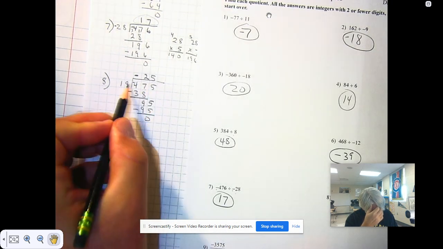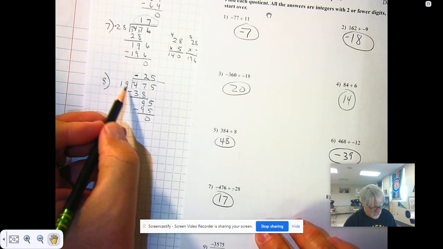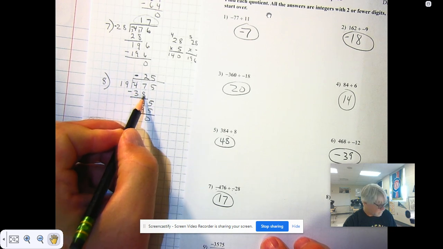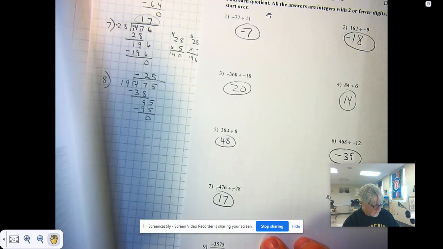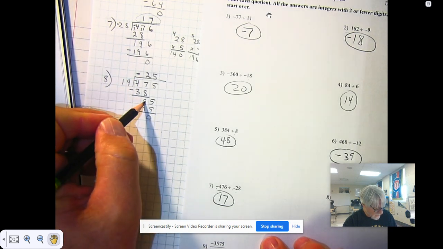Okay, so 475 was negative divided by positive 19, so I knew my answer was negative. I couldn't take 19 from 4, but I took it from 47 twice. Again, 2 times 19 is 38. So then I subtracted. I had 9 left over.